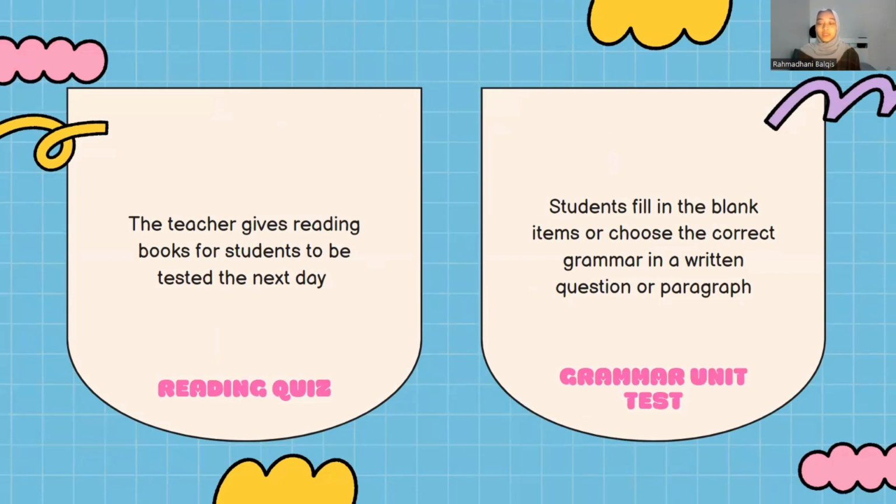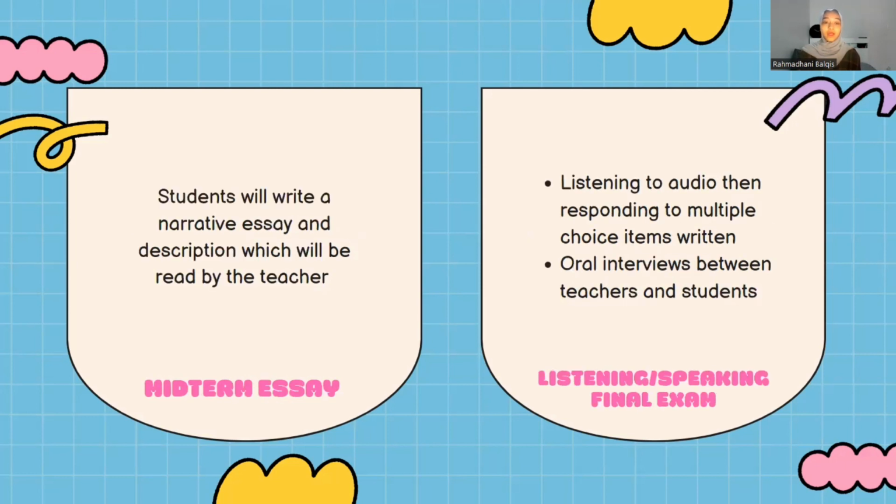In this test, students fill in the blank items or choose the correct grammar in a written question or paragraph. The content is about verb tense and divided into 3 sections: multiple choice items, fill in the blank items, and a grammar editing test. The third is the midterm essay, where students will write a narrative and descriptive essay which will be read by the teacher.